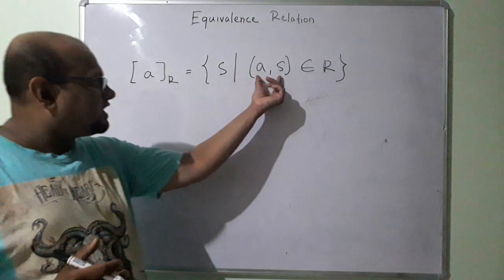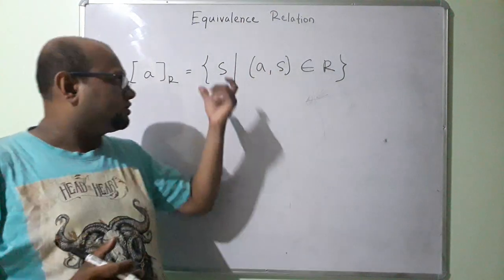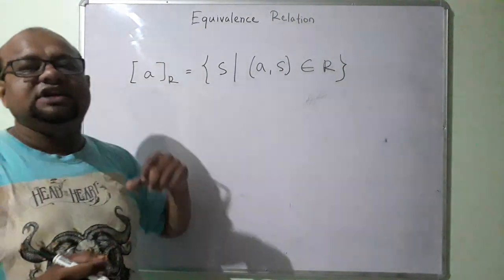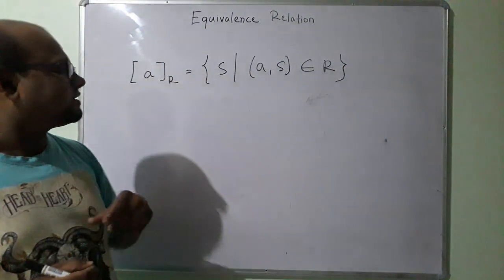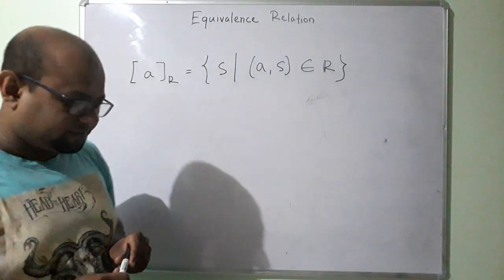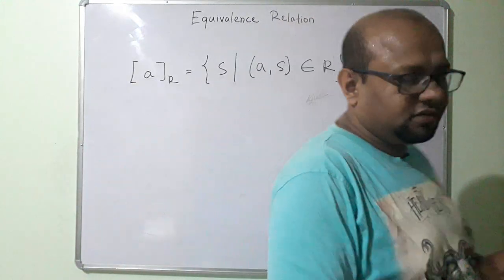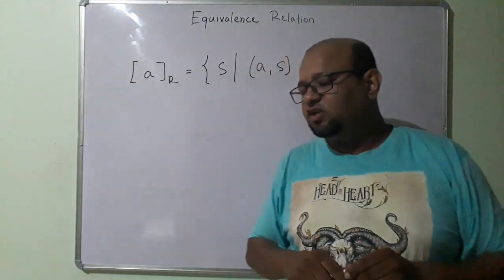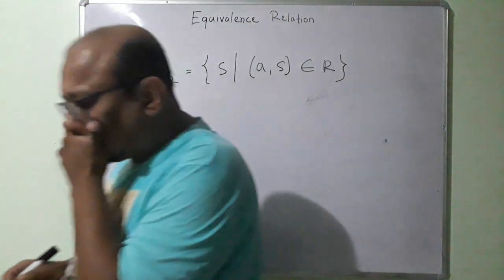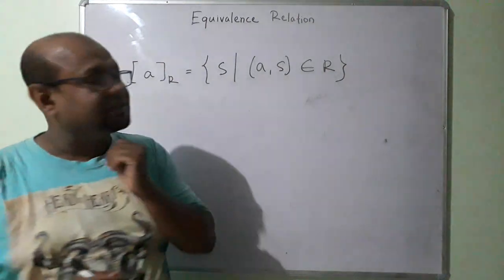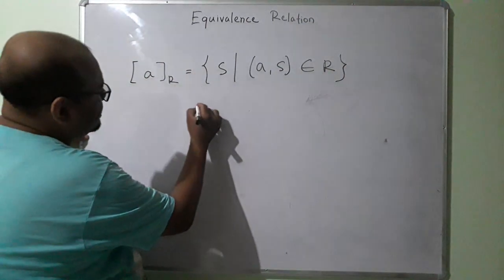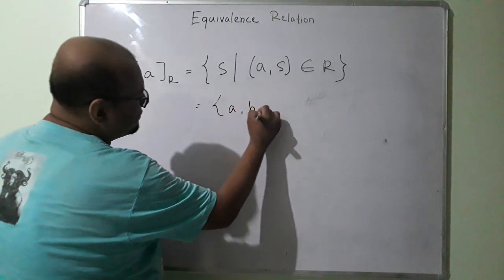Alright. So if A and S are equivalent, all these things that are equivalent to A will belong to this equivalence class. Okay. This is also a set, and all the things that are equivalent to A will belong to that set. Okay, and that set is called the equivalence class of A. Now here is something else. This thing A, okay, let us say in this set I have A, B, C.